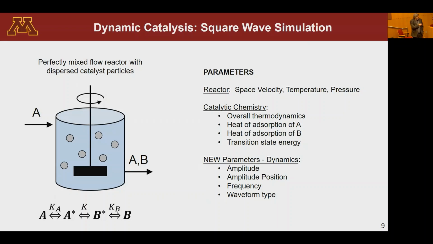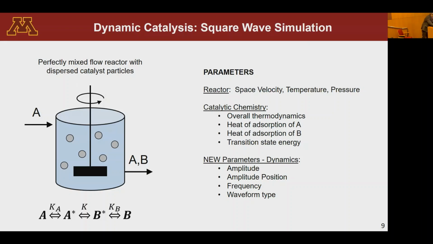We'll start with just a very simple reaction, A to B. We'll let every step be reversible. We'll have the kinetics of every step. We won't assume anything is equilibrated. And we'll have all the normal parameters we have: space velocity, temperature, and pressure. We'll have all the normal catalytic chemistry parameters we have. But now, because we impose dynamics, we have double the number of parameters of a normal system. We have the amplitude of the oscillation. We have the amplitude position, which we could slide left and right. We have the frequency, and we have the waveform type: square waves, triangular waves, all those kind of things that we could impose.